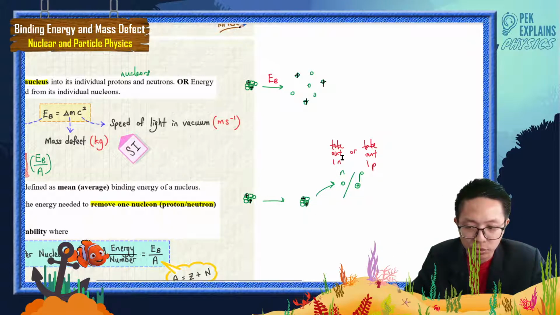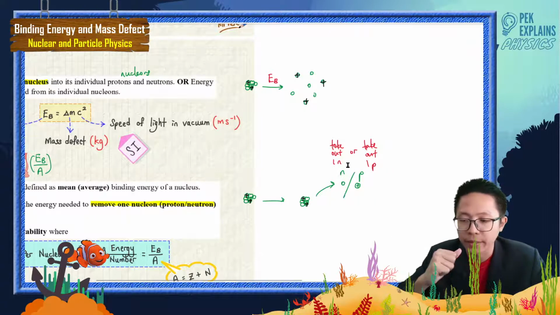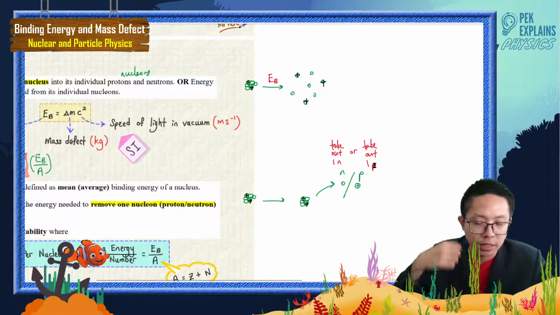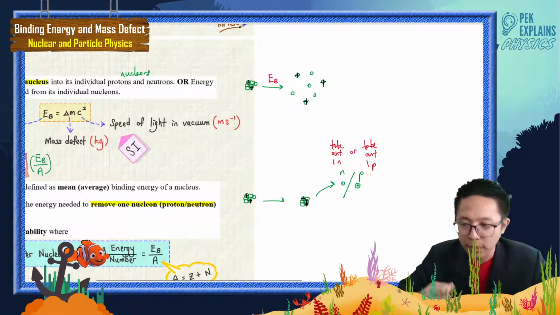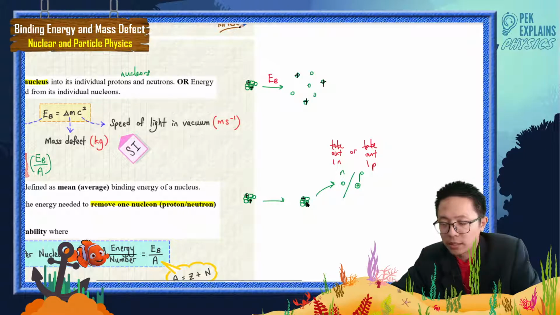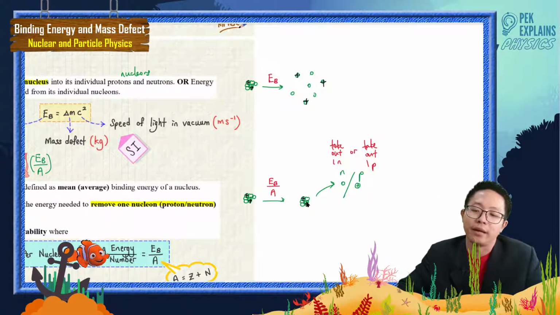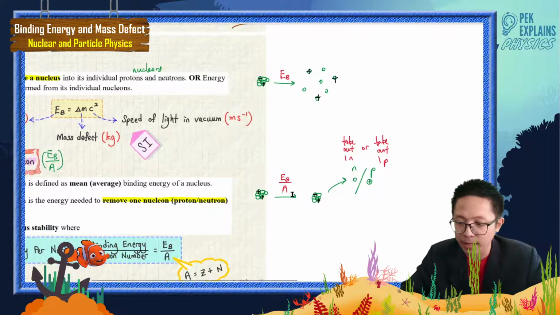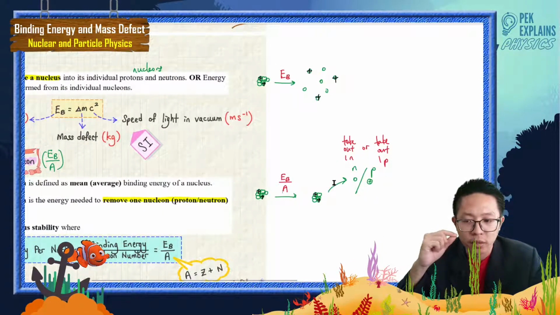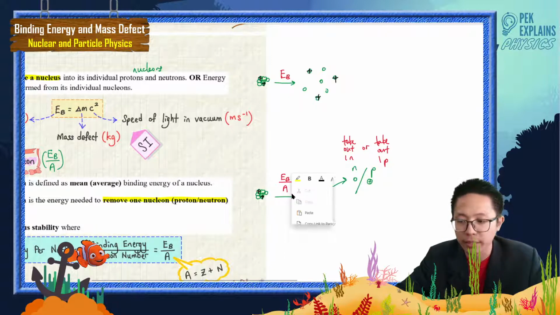These neutron and proton are all nucleons. You take out one neutron or one proton from the nucleus. This one requires binding energy per nucleon, just to remove only one particle from the nucleus. This one is binding energy per nucleon.